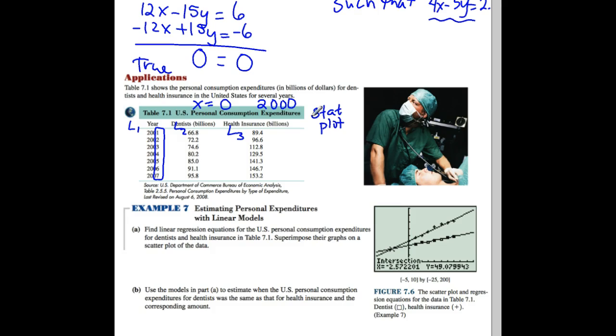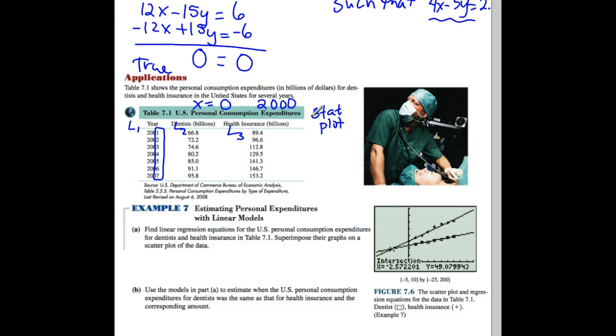Now go back to Stat Plot, go to Plot 2, turn it on, select Scatter Plot, and this time notice we want x's from list 1 but y's from list 3. And then choose a different symbol, like the plus sign, so that you can tell the two apart. Okay?